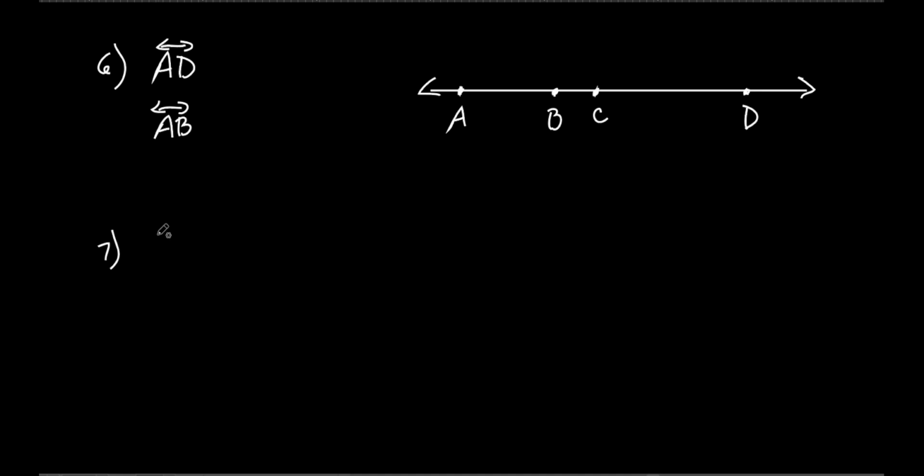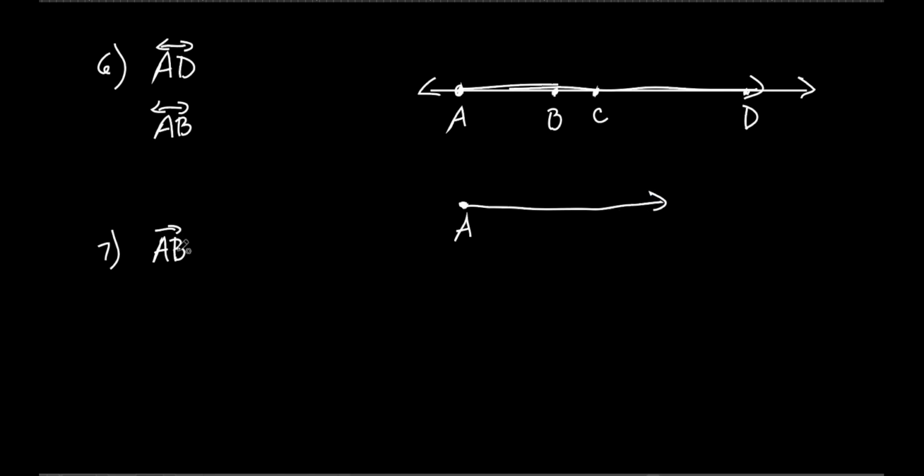Let me think about this just a second. Yeah, it doesn't matter. Let's say ray AB. So they give you ray AB. What does that mean? It starts here and it keeps on going all the way through B in one direction. So it starts here at A, and it keeps going in one direction through any of these points.